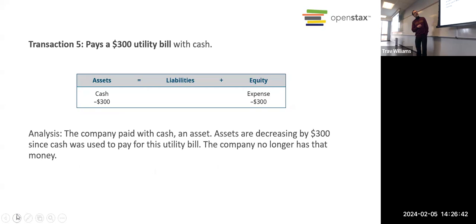We paid a utility bill with cash. Okay, obviously cash is going down. So that's an asset that's decreasing. And an expense is going up. The reason it has a minus sign here is because remember, when expenses go up, equity goes down, right? So our accounting equation is still in balance because equity went down along with assets. Okay. Any questions out there?